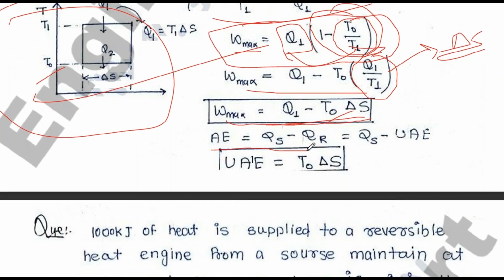So this is basically available energy, Qs minus Qr, input minus rejected heat, and rejected heat can also be used as unavailable energy. So unavailable energy, after comparing this to this and this to this, you get unavailable energy as T naught delta S.